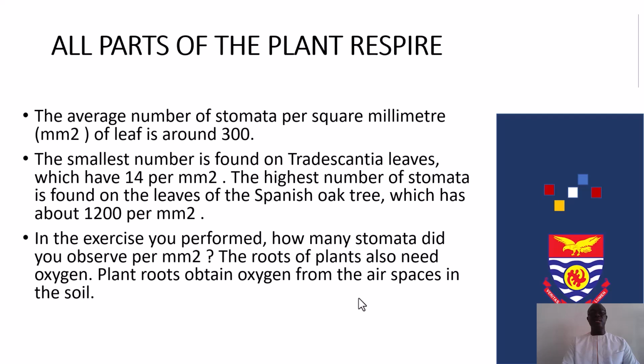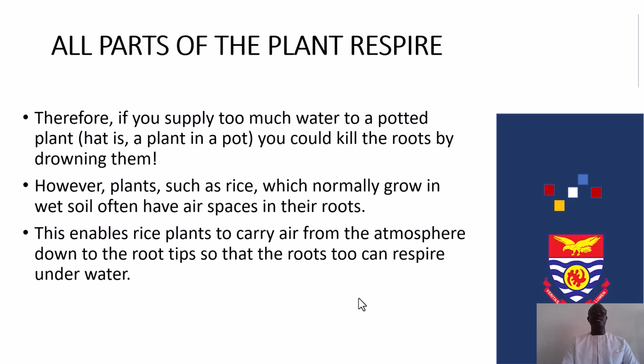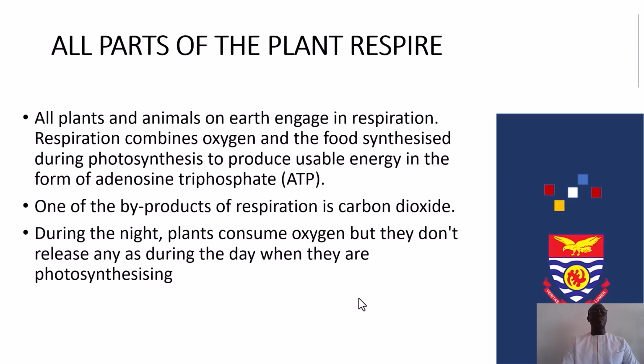The roots of plants also need oxygen. Plant roots obtain oxygen from the air spaces in the soil. Therefore, if you supply too much water to a potted plant, that is, a plant in a pot, you could kill the roots by drowning them. However, plants such as rice, which normally grow in wet soil, often have air spaces in their roots. This enables rice plants to carry air from the atmosphere down to the root tips so that the roots too can respire underwater.